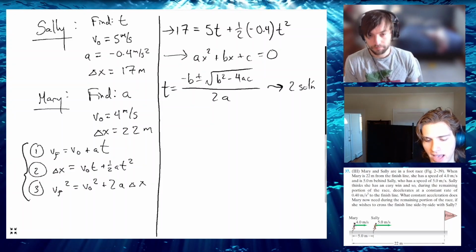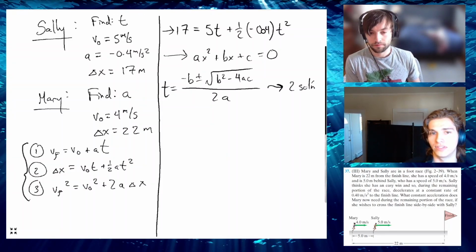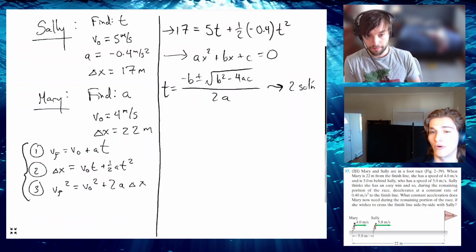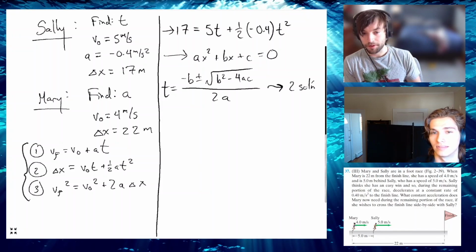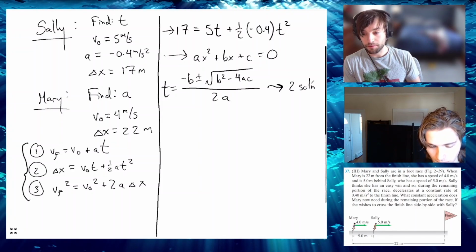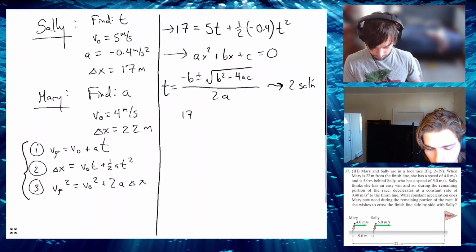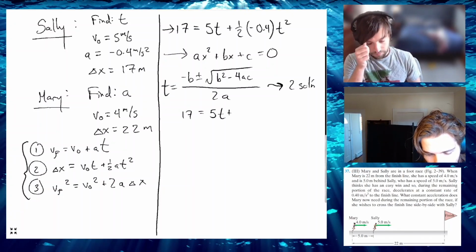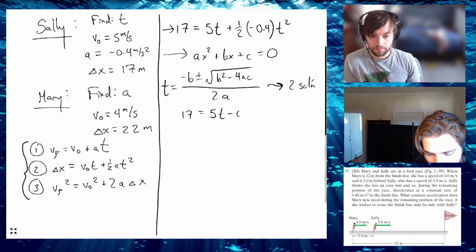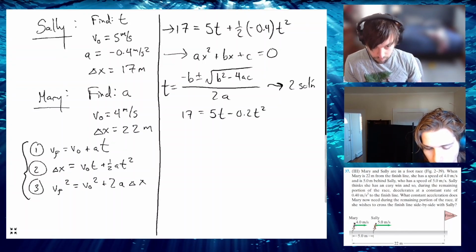But let's first start by getting this top equation into quadratic form. Really fast, what is 1/2 times negative 0.4? Just think 4 divided by 2. Would that be negative 0.2? Exactly. Plus, or minus in this case, minus 0.2 t squared.